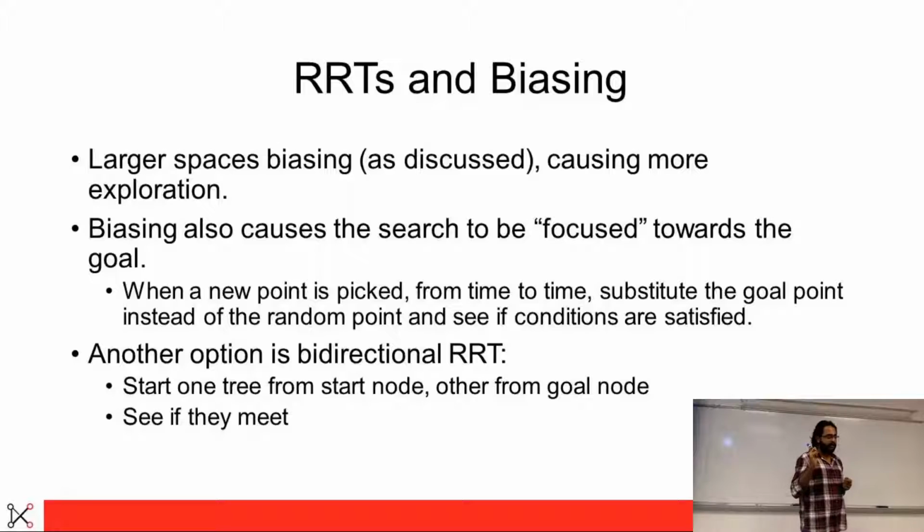Another interesting option is bidirectional RRT, right? Which is basically you have a start node, you have a goal node, you start doing RRT from both sides, and you hope that they meet somewhere. And obviously that's going to be much faster because you're running these two processes in parallel, and you can think of it as cutting the time in half, let's say.